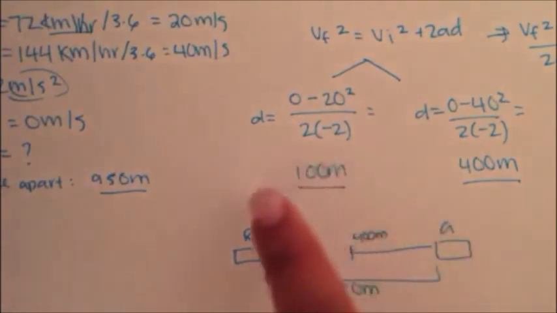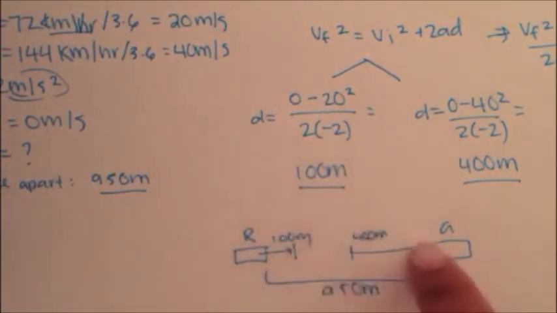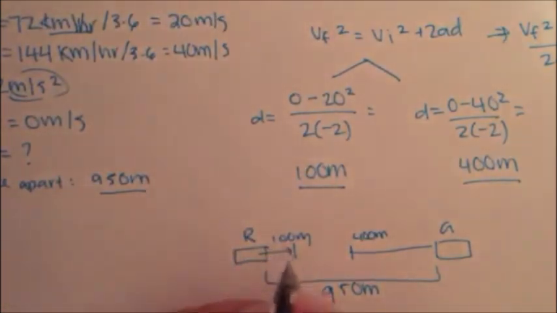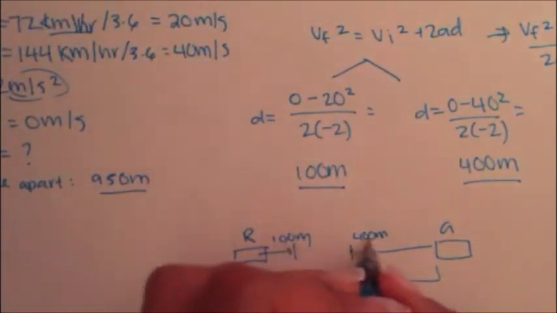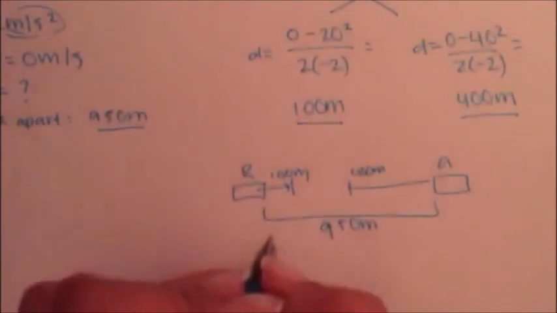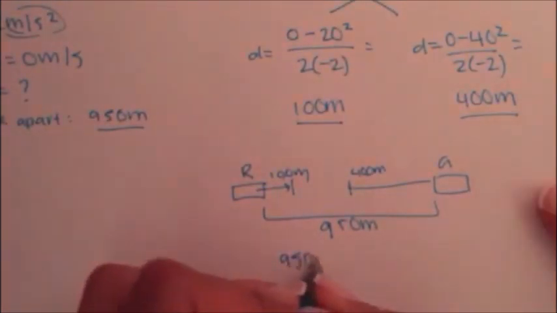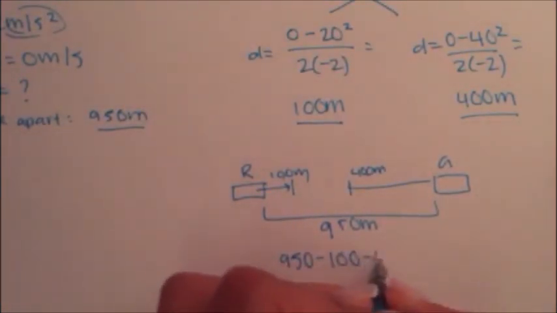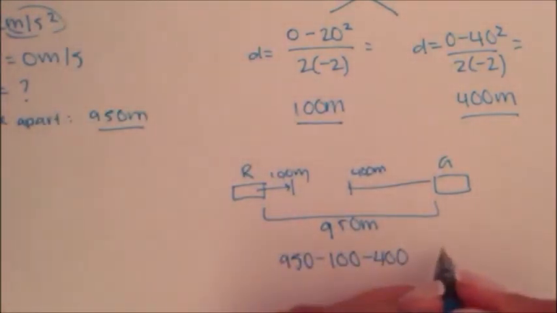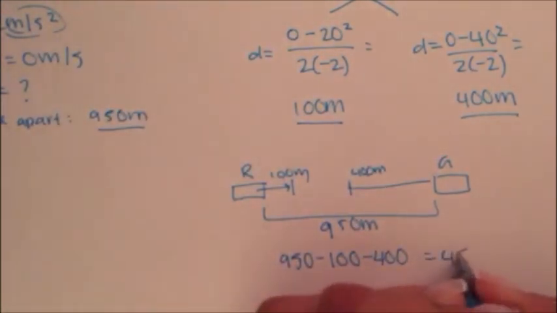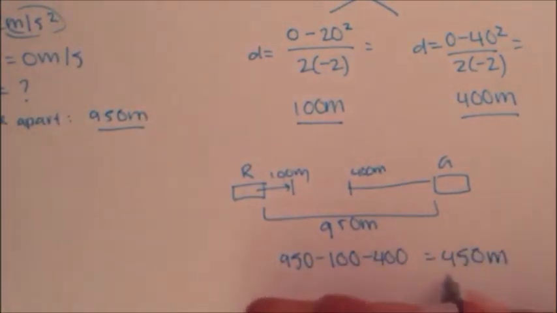Obviously they're not going to clash, because these two added together is less than that. But how far apart are they going to be? Well, if the total is 950 and this is 100 and this is 400, we're going to do 950 minus 100 minus 400, which is going to give us 450 meters apart.